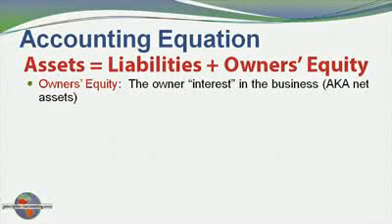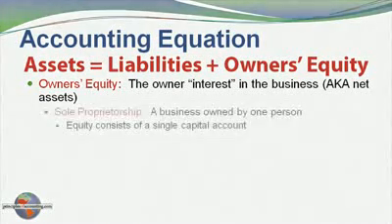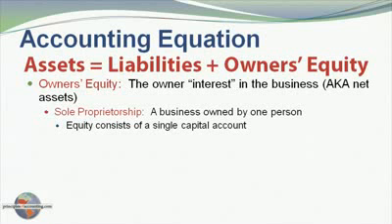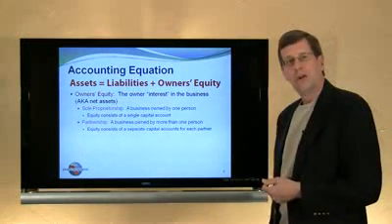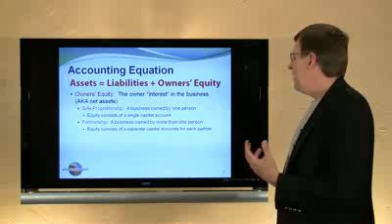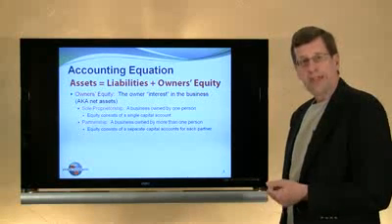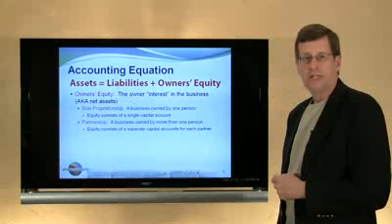The character of the equity is somewhat dependent upon the type of entity. A sole proprietorship is a business owned by one person, and the owner's equity will typically consist of one owner's capital account. An extension of that form of business would be a partnership, which is a business owned by more than one person. And the equity would consist of multiple capital accounts, potentially one for each partner.